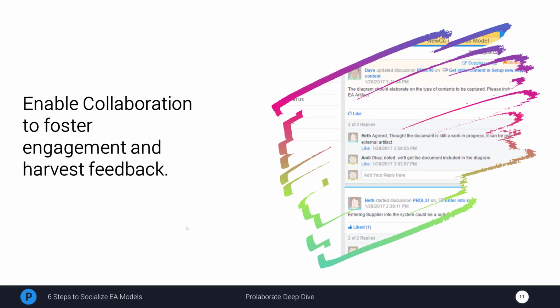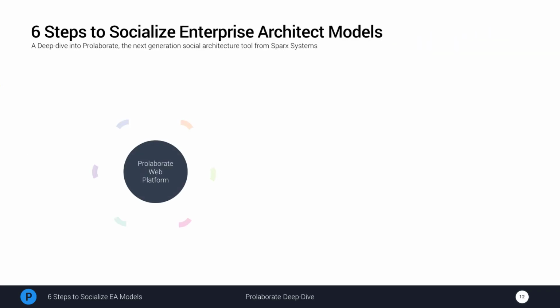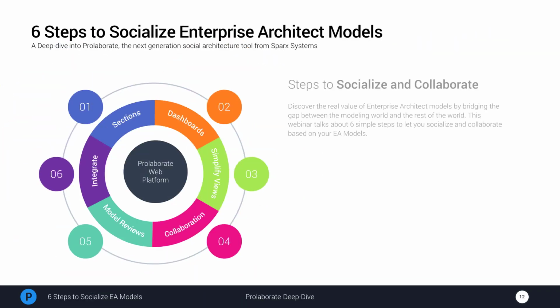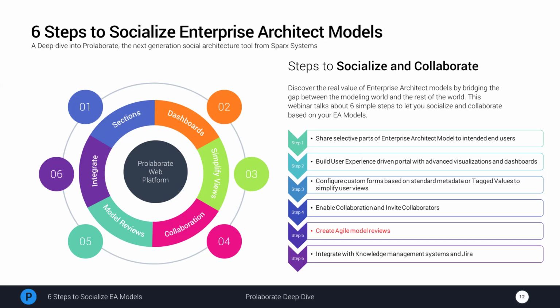Thanks, Scott, for giving us a great head start on how collaboration could be enabled in Prolaborate and how that could be used to engage the wider stakeholders. Moving to the next step, we'll be looking at reviews. Reviews, which we have conventionally done using Word documents printed from the EA models, shared via emails, and feedback received as email replies or in an Excel spreadsheet, will be redefined with more real-time reviews based on live EA contents, complemented by the collaboration framework that we just saw.